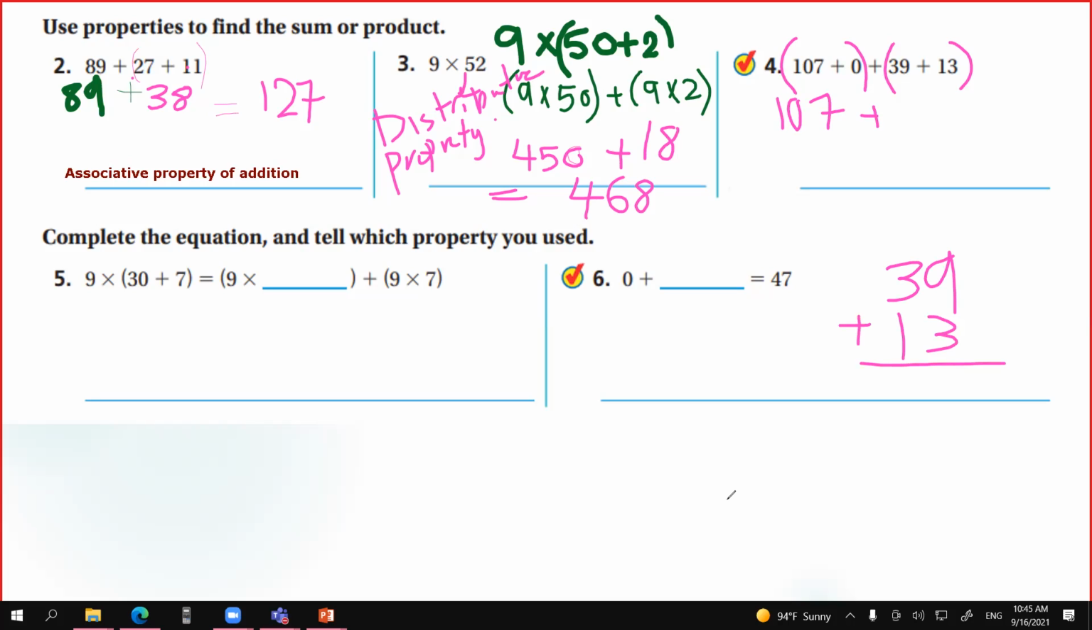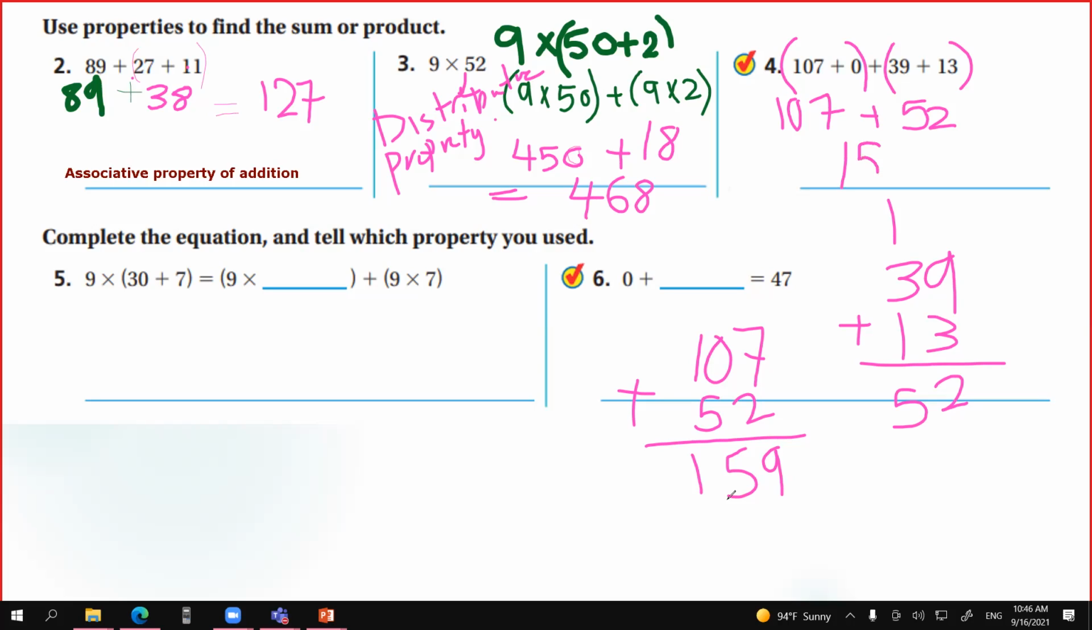9 plus 3, grade 5, yes, 12. 3 plus 1, 4 plus 1, 5. So here we have 52. Now then, 107 plus 52. 7 plus 2, 9. 0 plus 5, 5, and 1. So what will the answer be? 159. Now what are the names of the two properties that I used here?